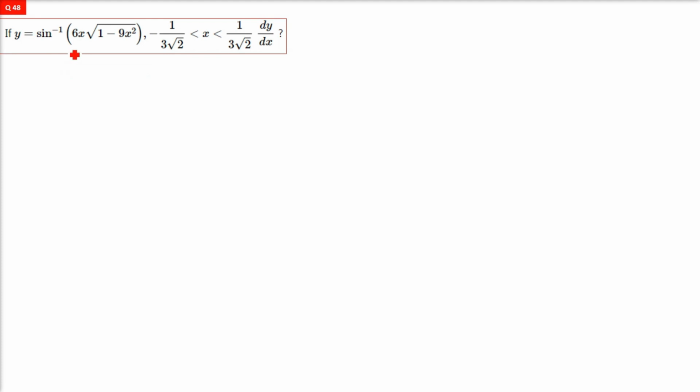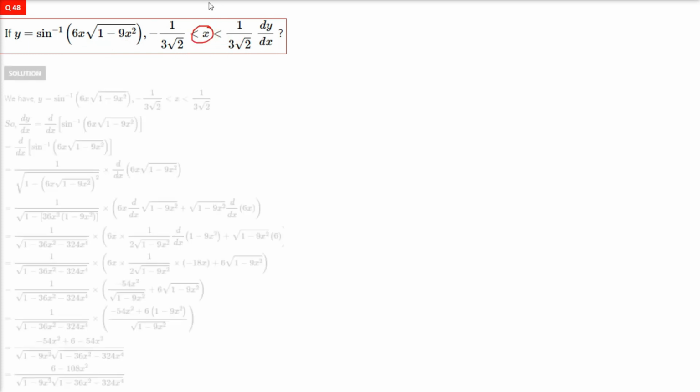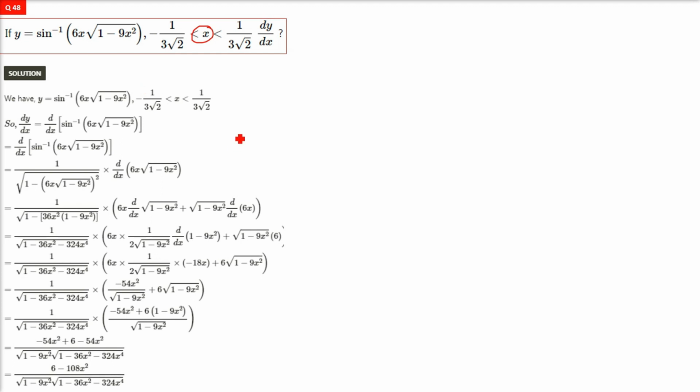Now, the next one: sin inverse of 6x under root 1 minus 9x square. There is a boundary being given, and I would advise you and encourage you to use it whenever it is required. So we need something here so that we get a sine. This I leave up to you. There is another way. I'll use a crude way to solve it.